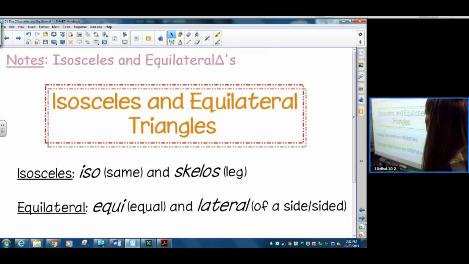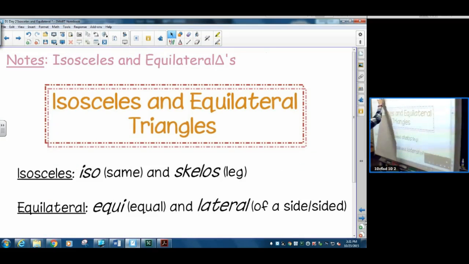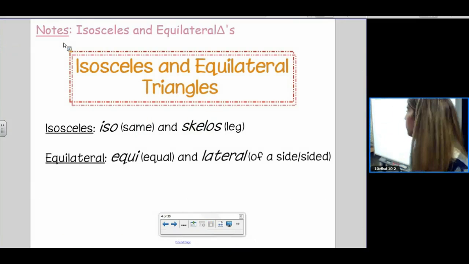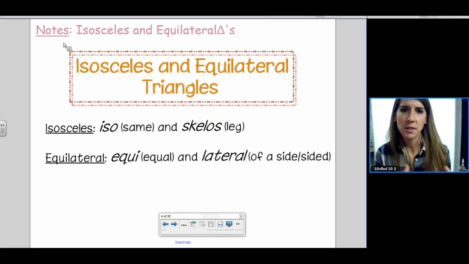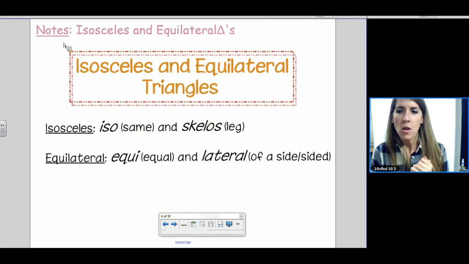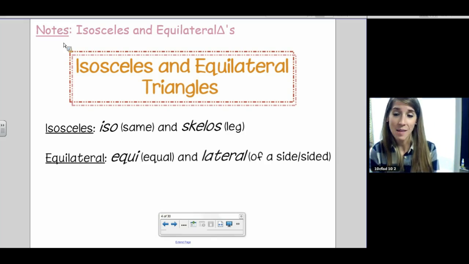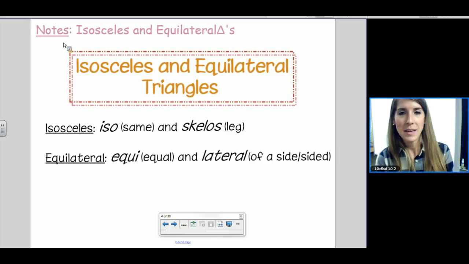You may title your notes, Isosceles and Equilateral Triangles. I won't ever ask you where the root of the word comes from, but I think it's important to know where these words come from, and it helps us understand why they're named what they're named. So if you look at the root of isosceles, the iso means same, and the scalos means leg, so same leg. And we'll get into that in a few minutes.